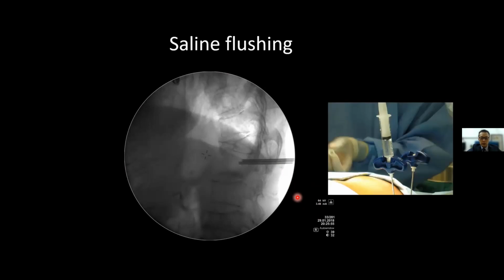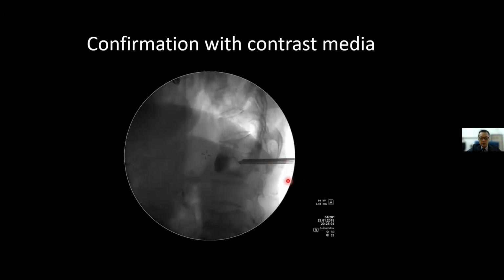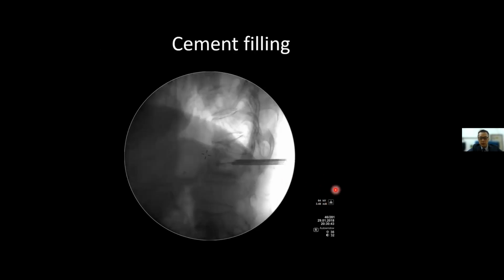Once we have inserted them, we flush saline in one trocar, and the saline comes out, fills up the cleft, and then the water is flushed out the other way. So we wash the cleft, sort of. Then we can put in contrast media to fill it, just to be sure that the filling is not leaking elsewhere. Then we wash the contrast media out again.